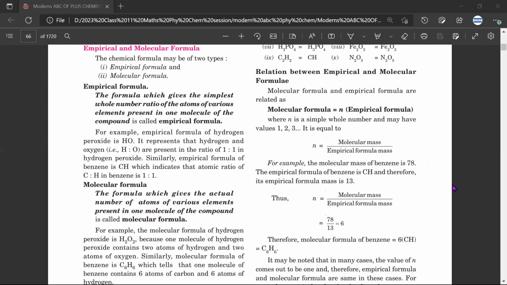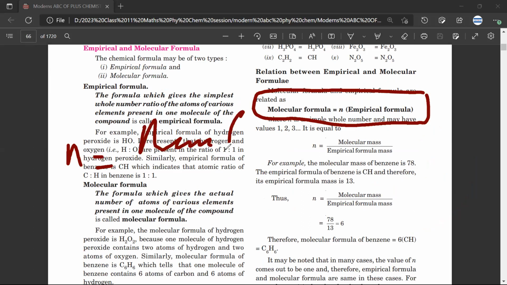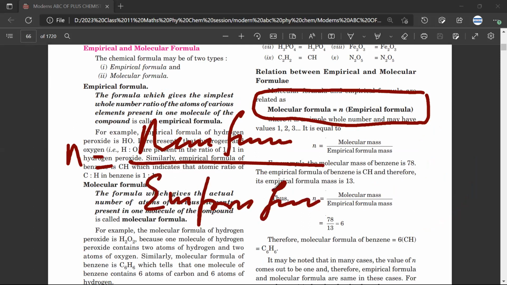So this is the discussion that we were having, that the molecular formula is equal to n into the empirical formula, where n is equal to the molar mass as per the molecular formula, divided by the molar mass as per the empirical formula. This ratio is something which is very critical to us. Is it making sense? Yeah.